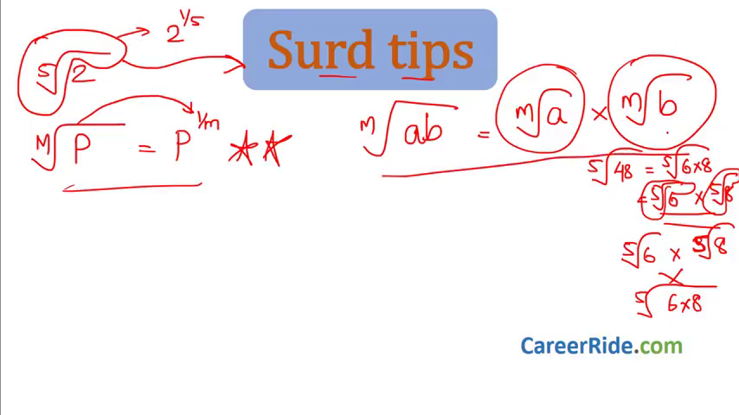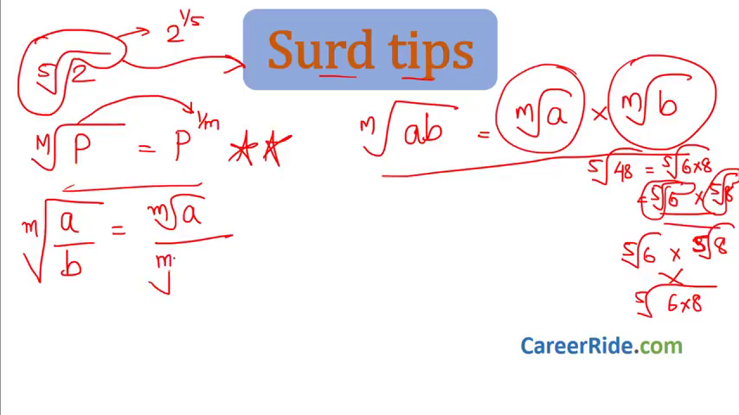Okay. Next, we have seen for multiplication, then say we have mth root of a upon b. Again, it would be very easy, mth root of a divided by mth root of b. Just like we divide power, raised to n we had in indices. So we had a raised to n, b raised to n. Same way over here we have mth root of a, mth root of b.